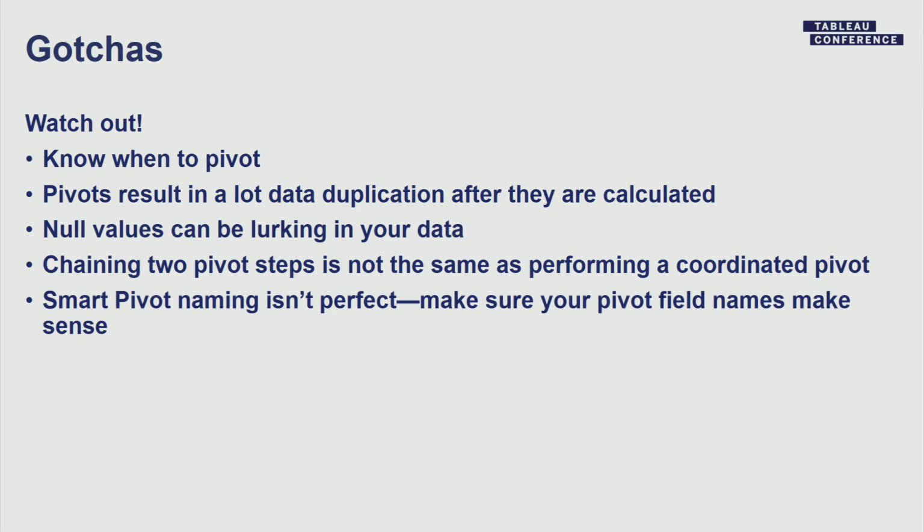Chaining 2 pivot steps, just from my own experience, isn't very common, so I had to really stretch to come up with a scenario where you had multiple pivots. Usually what you want is a coordinated pivot where the data is aligned. So if you're in doubt, maybe try out a coordinated pivot and then 2 separate pivot steps if you need to. And then smart pivot naming isn't always perfect, and if it doesn't work out for you, you can just unselect it like I showed.